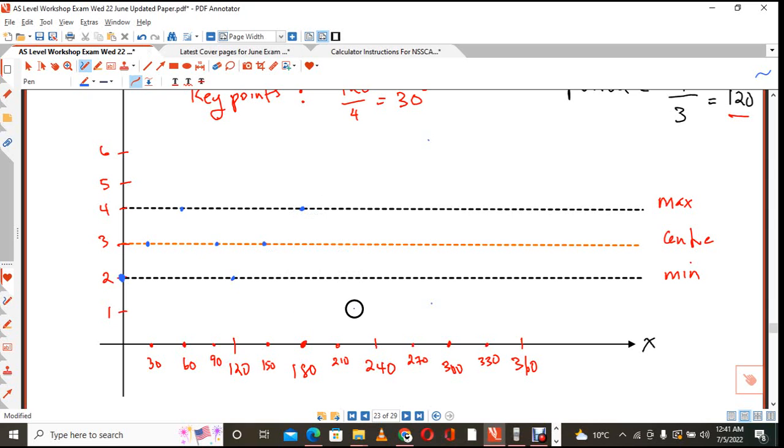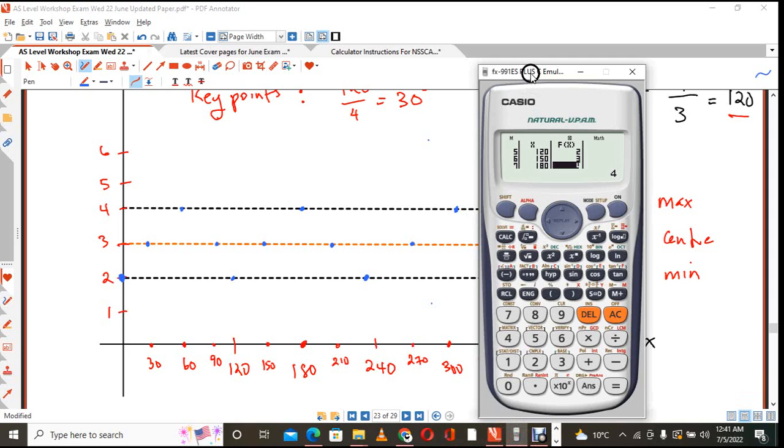210, you will see it comes back. It will be back at 3. 240 will be there again. 270, it will go back at 3. 300 will be all the way at 4. 330, it will come back here. And 360 will be back here. So I've got my points.